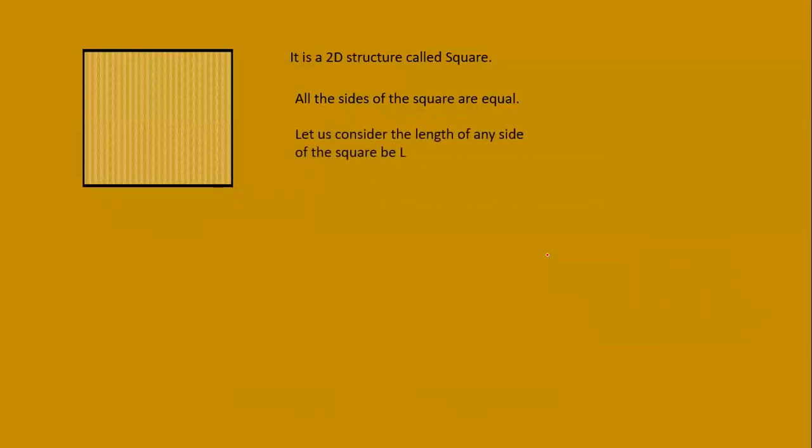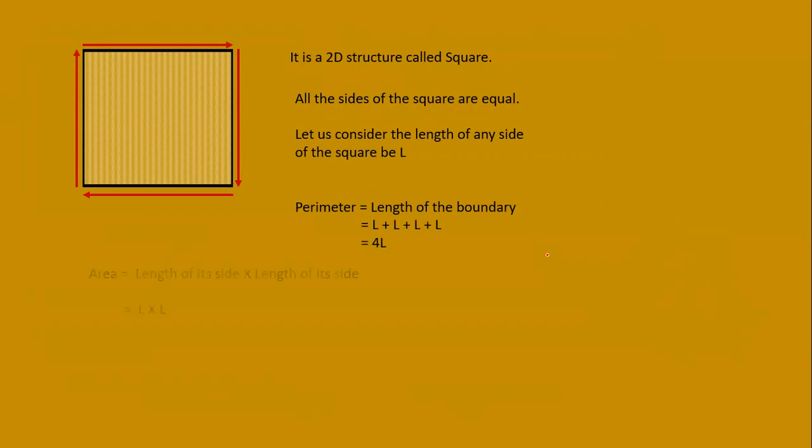So here is again another one. It is very much clear that it's a square, right? This is a 2D structure, which is said to be a square. All the sides of a square are equal, right? Now, if I consider each and every side of the square as L, that means each and every side will be L because all the sides are equal. So the addition of all the four sides will be equal to the length of the boundary, which is the perimeter. So L plus L plus L plus L will give you 4L.